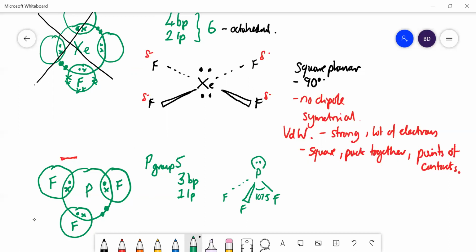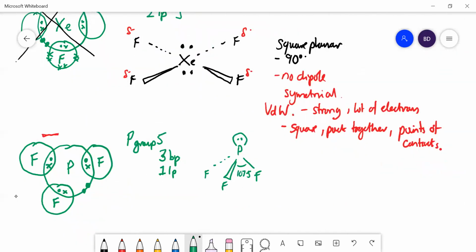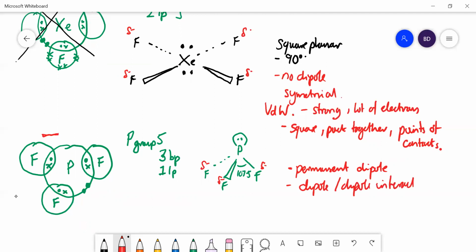Right. So what kind of intermolecular force is that going to form? Well, that molecule is not symmetrical. Fluorine is electronegative, so you will have a permanent dipole, unlike the xenon fluoride. It's got a permanent dipole, so you will get dipole-dipole interactions. But you'll also get van der Waals forces. But the overall boiling point is lower than xenon fluoride. So the combination of those two must be weaker than the van der Waals forces in the xenon fluoride.